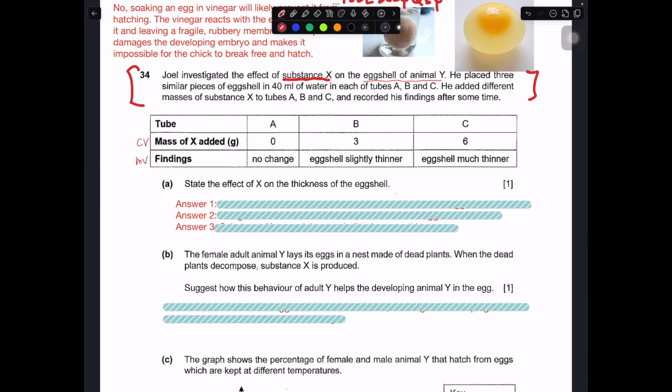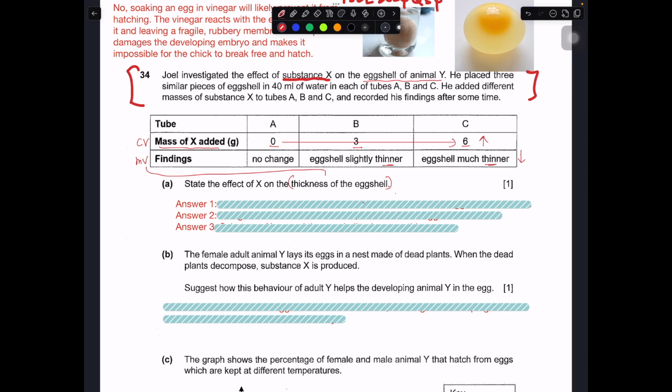In this case, the measured variable is as stated, thickness of eggshell. Okay, then the change variable is the mass of X added. So very clear cut, you can see 0, 3, 6. That means you read this way, right? Okay, that means as this one increases, the eggshell becomes thinner, much thinner. So the thickness actually decreases. So you can say thickness decreases.